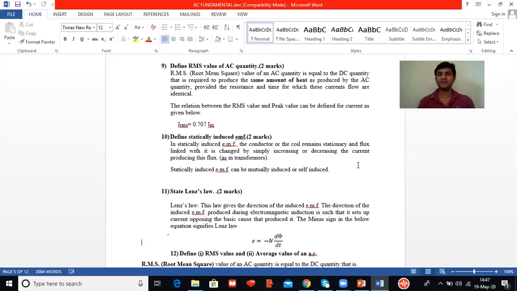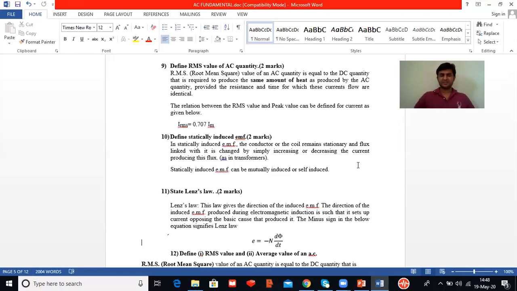Okay, the same heat is produced by the AC quantity. This is called the RMS value. Okay, we can see here the definitions. Root mean square value of an AC quantity is equal to the DC quantity that is required to produce the same amount of heat as produced by the AC quantity, provided the resistance and time for which these currents flow are identical. The relation between maximum value and RMS value is given by I RMS equals 0.707 times its maximum value.